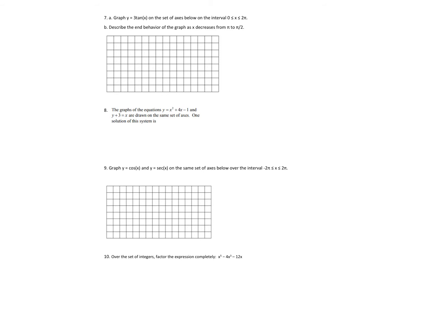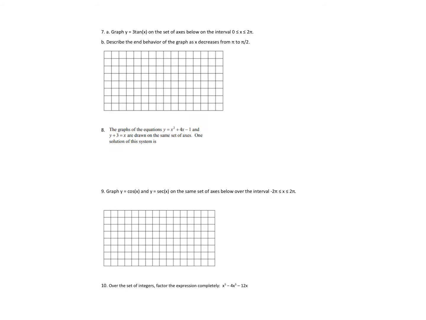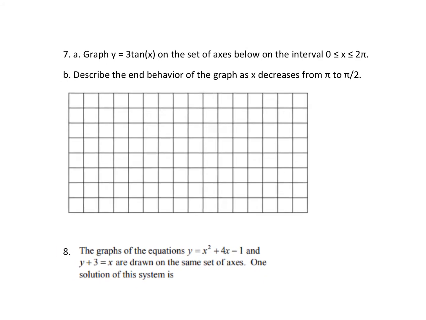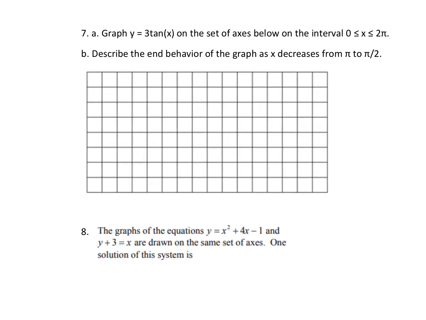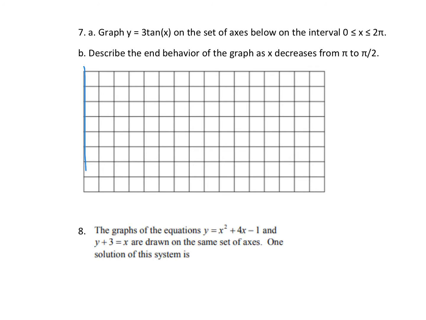Next question asks you to draw a graph of 3 tan x and then describe what happens as it decreases from pi to pi over 2. So first off, I'm going to make my xy axes. You can type this into y equals 3 tan x. We're doing this interval of 0 to 2 pi, so 0 to 2 pi, 1, 2, 3, 4, 5, 6, 7, 8 pi. 1, 2, 3, 4 will be 3 pi over 2. And 1, 2, 3, 4 would be pi over 2. 1, -1, and so on and so forth.